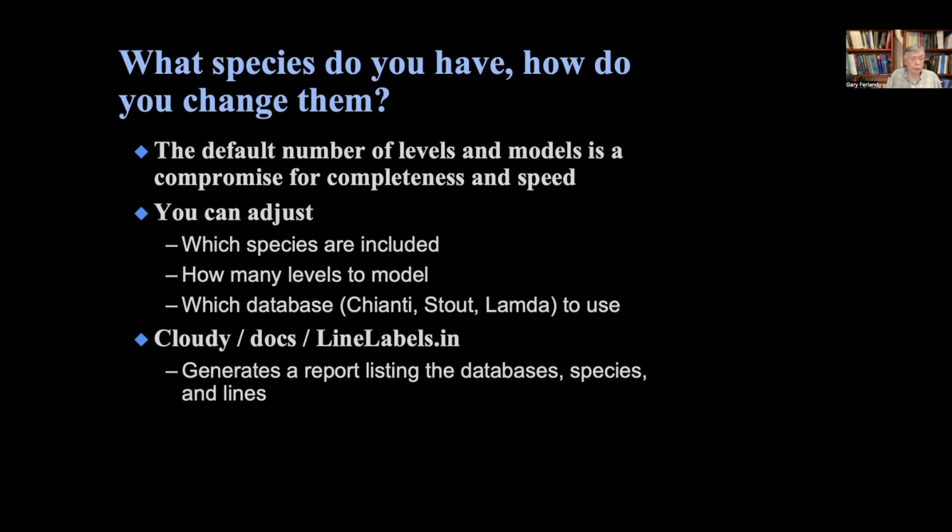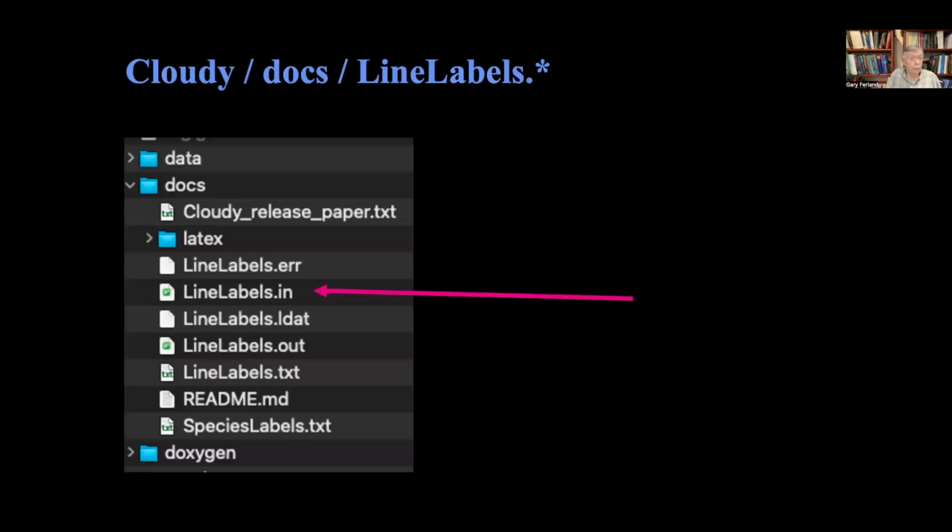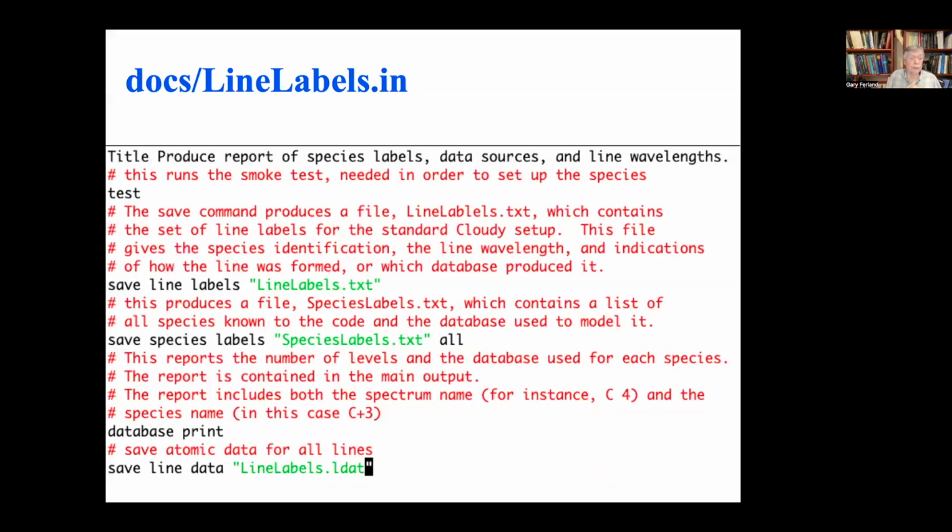It all begins with a file linelabels.in, which is in the docs directory, which is near the top of the download. So the download has data then docs. Inside the docs directory, you find linelabels.in. So if you run that file, we include the files in the distribution, but if you change the species or the size of the levels, you may wish to rerun linelabels.in to get a report for your current setup. So it generates a report. This is the contents in the file.